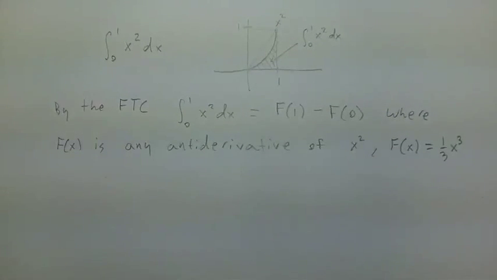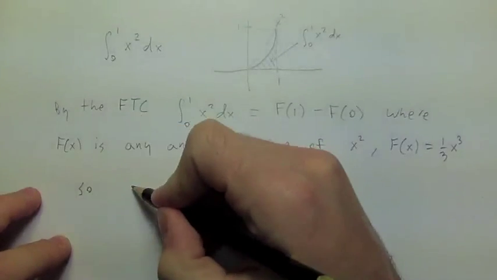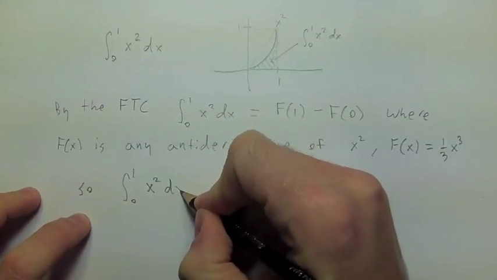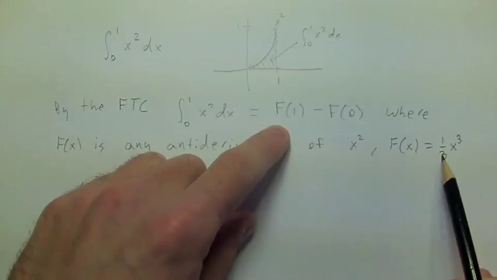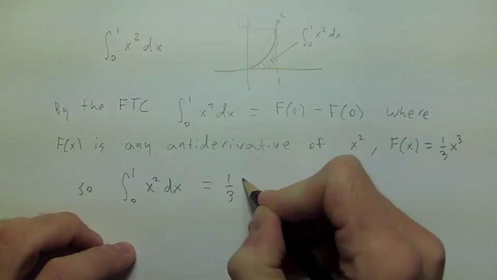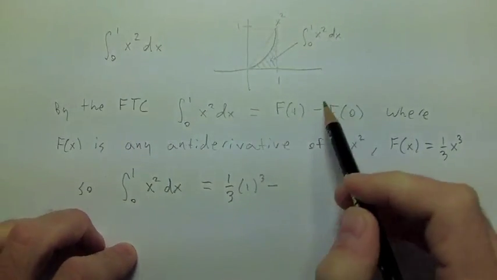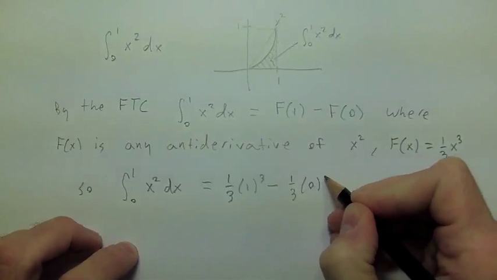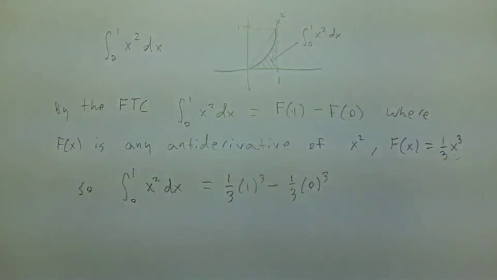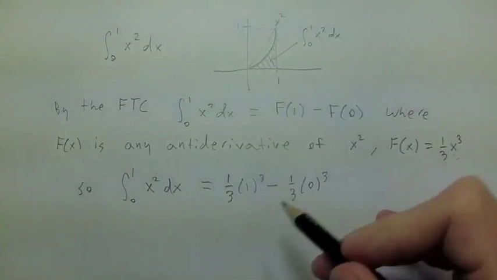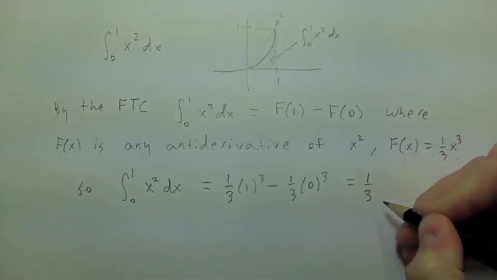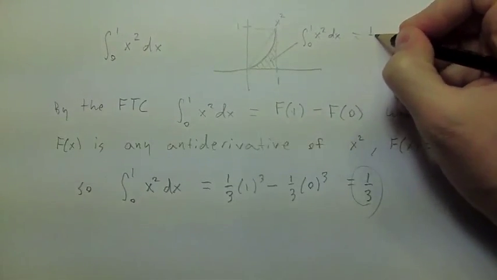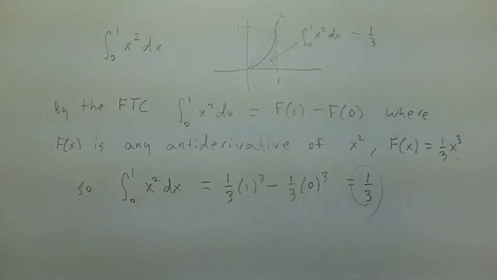Note, I'm not doing plus c, I'm just picking an antiderivative, not the antiderivative. That's the distinction. Okay, so what we get is that the definite integral from 0 to 1 of x squared dx is, I'm going to plug 1 in, so that will be 1/3 times 1 cubed, minus, plugging 0 into capital F, 1/3 times 0 cubed. Okay, so this simplifies to 1/3. So that area here is actually 1/3.